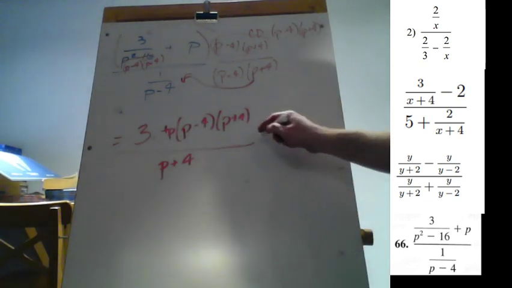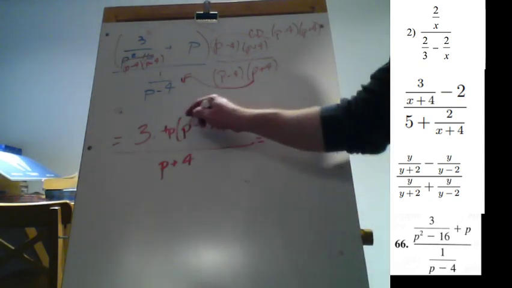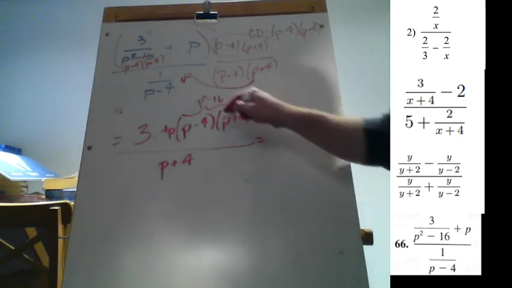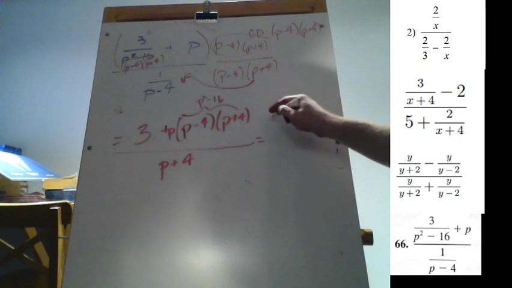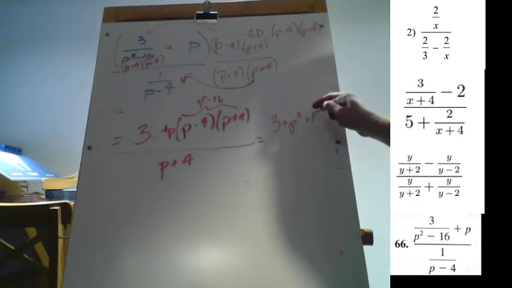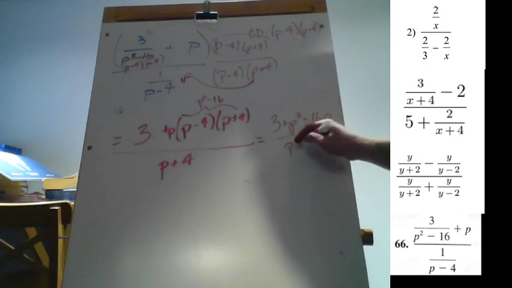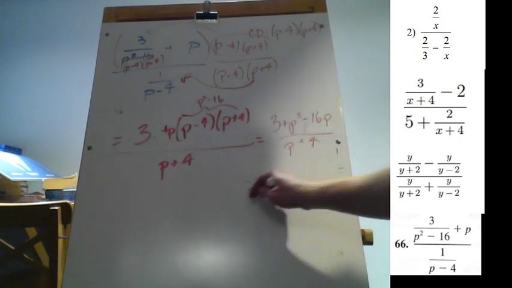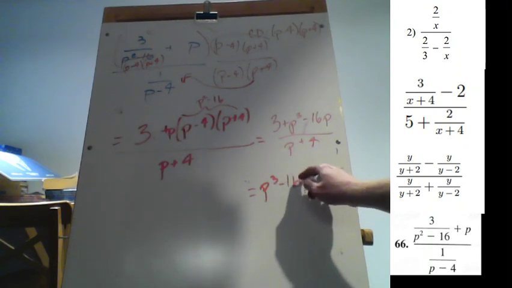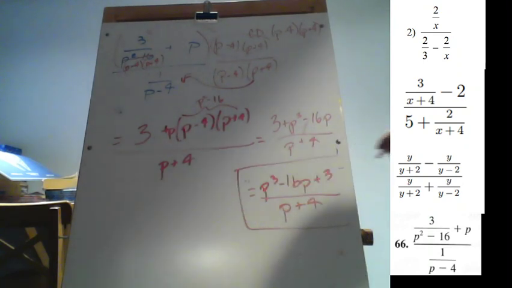Now, interesting thing here, when you multiply this out, this, remember, is really p squared minus 16. So the numerator now becomes 3 plus p to the third minus 16p, all over p to the fourth, p plus 4. So then here I'm going to get p to the third minus 16p plus 3 alone there. And away you go.